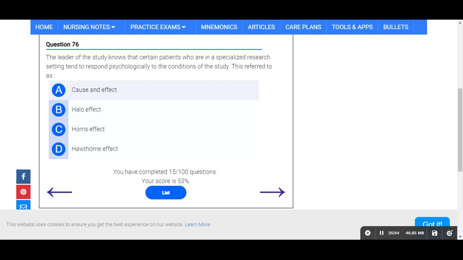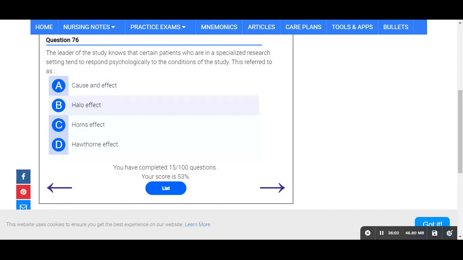Okay? Now, the leader of the study knows that certain patients who are in specialized research settings tend to respond psychologically to the conditions of the study. This is referred to as cause and effect, halo effect, Horns effect, Hawthorne effect. Oh my goodness. I sure have encountered this in our PowerPoint presentations in our school.